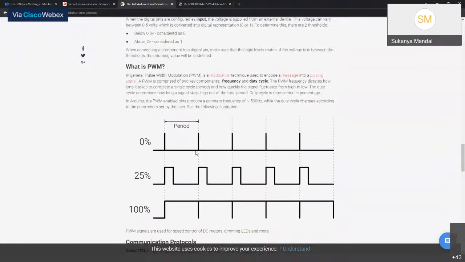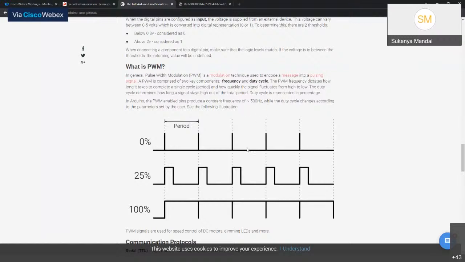Okay, let's cover PWM shortly. Pulse width modulation is basically a technique that encodes a message into a pulsing signal. So like this. A pulse width modulation is comprised of two key components, frequency and the duty cycle. The PWM frequency dictates how long it takes to complete a single cycle period and how quickly the signal fluctuates from high to low. The duty cycle determines how long a signal stays high out of the total period.